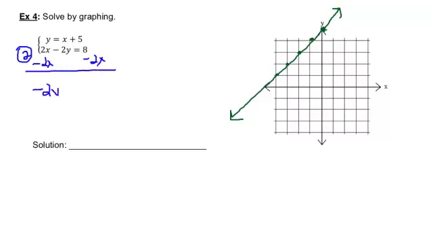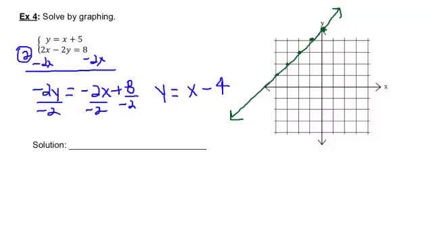That gives us negative 2y is equal to negative 2x plus 8. Divide by negative 2. Again, we're dividing everything by negative 2. So y equals negative 2 divided by negative 2, which is a positive x, and 8 divided by negative 2 is a negative 4. So if we go to our graph, again the y-intercept is negative 4, so we're going to go down 4. Again, our slope is 1, so we're going to go up 1 over 1, and then draw your line.